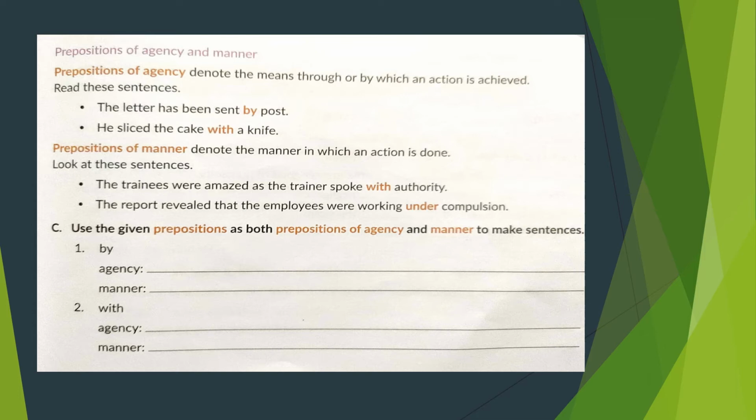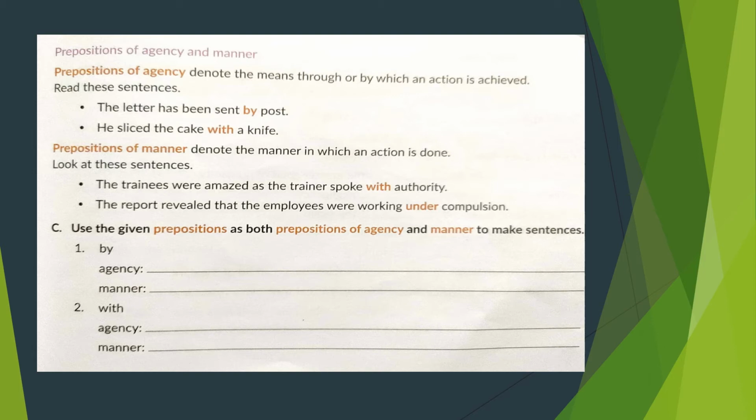Look at the example. The letter has been sent by post. So the post here is the agent. He sliced the cake with a knife. The knife is the agent of cutting. Preposition of manner, in which way the action was done. The trainees were amazed as the trainer spoke with authority. The report revealed that the employees were working under compulsion. How the action was done.